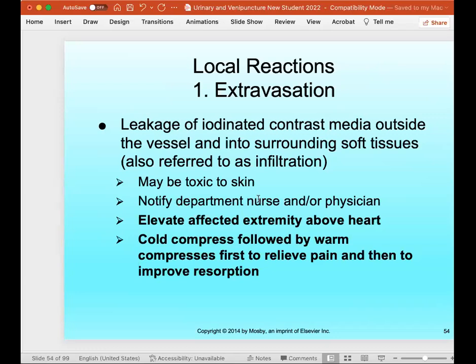Contrast being infiltrated is bad. It's toxic to the skin and it's painful for the patient, okay? It will become swollen and red and inflamed. So this is not a good thing. You want to make sure that you let somebody know, okay? So you'll let the nurse know or the physician know, and this is what you're going to do. You're going to elevate the affected arm above the heart, and you're going to use a cold compress first, followed by a warm compress. So first you use that cold compress to relieve pain, and then to improve reabsorption.